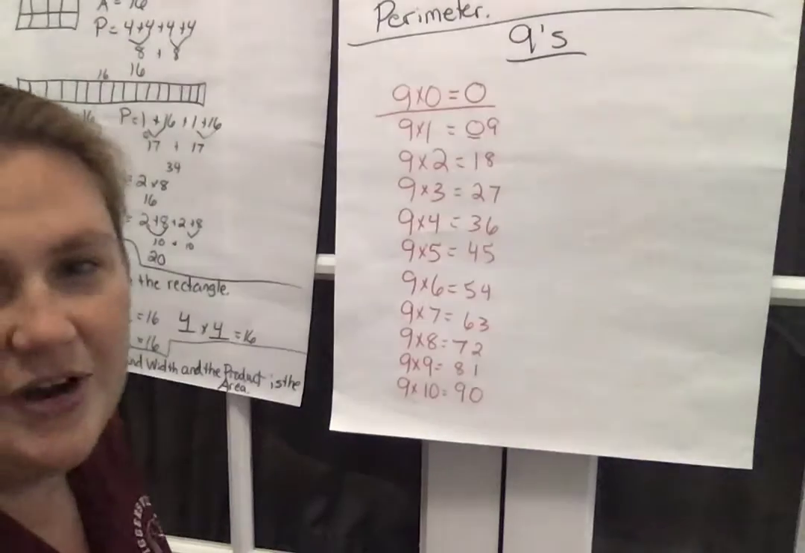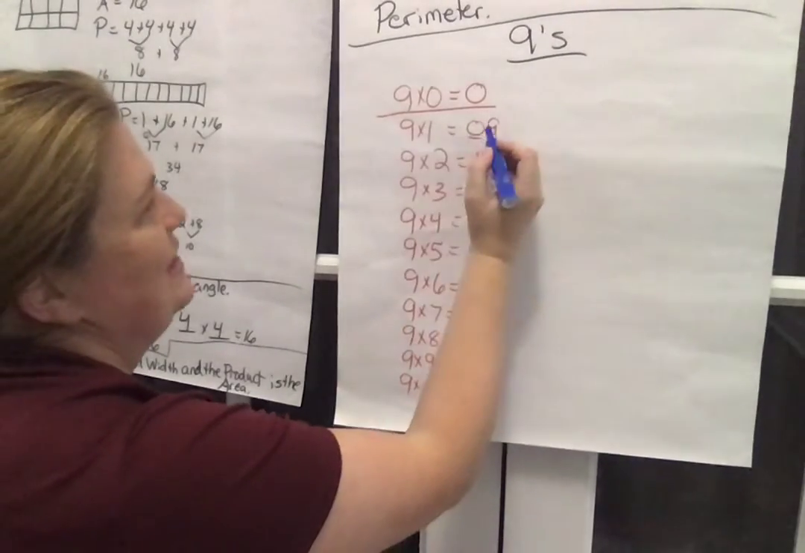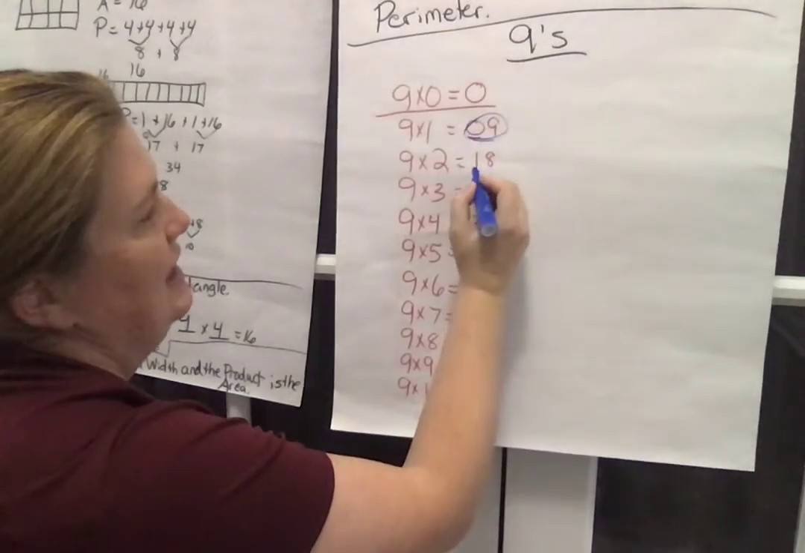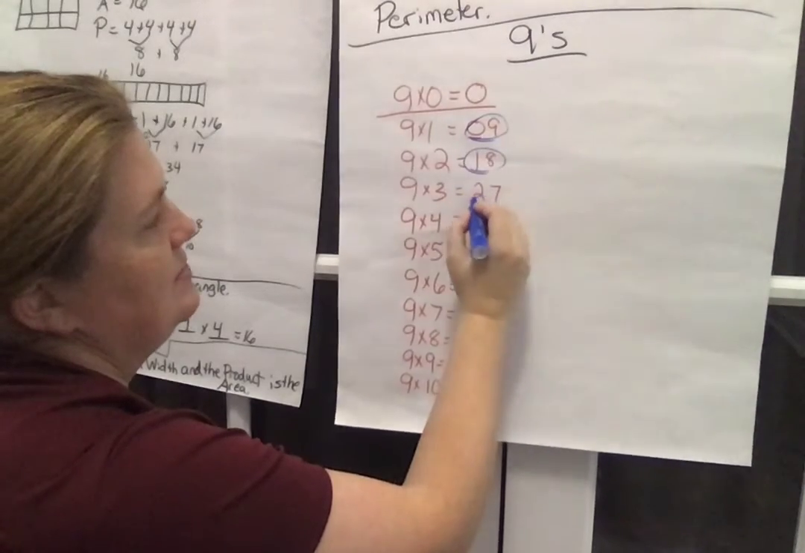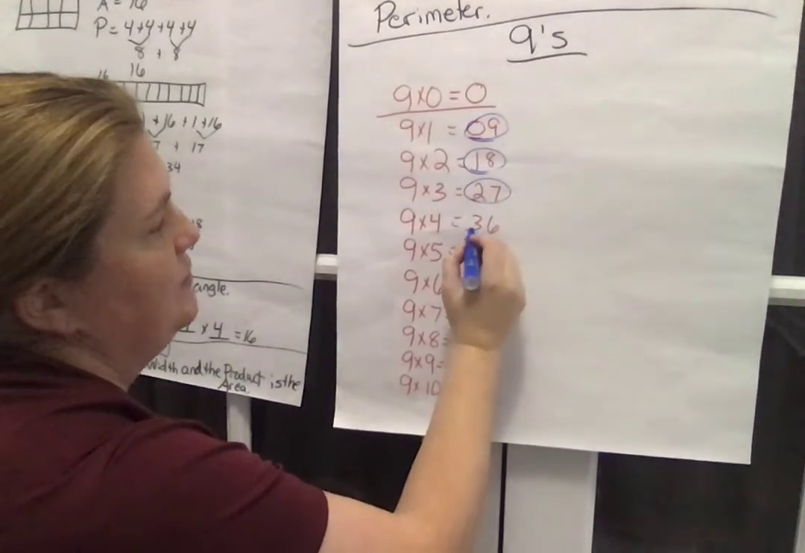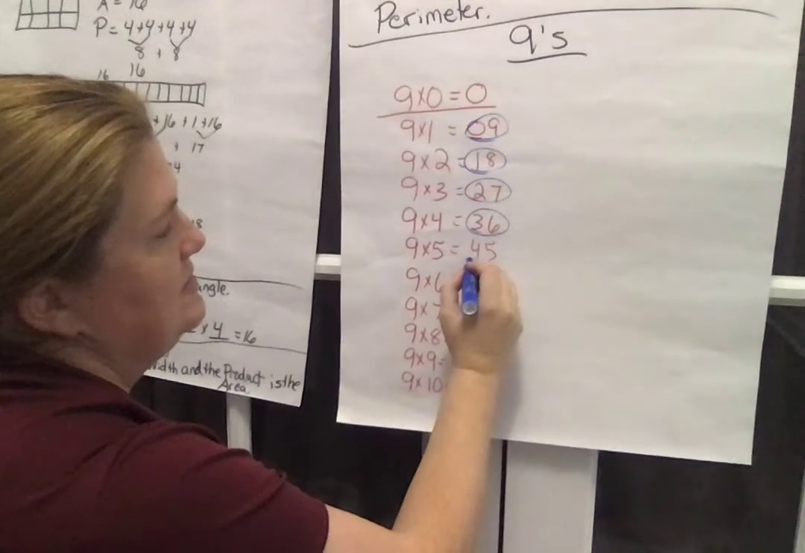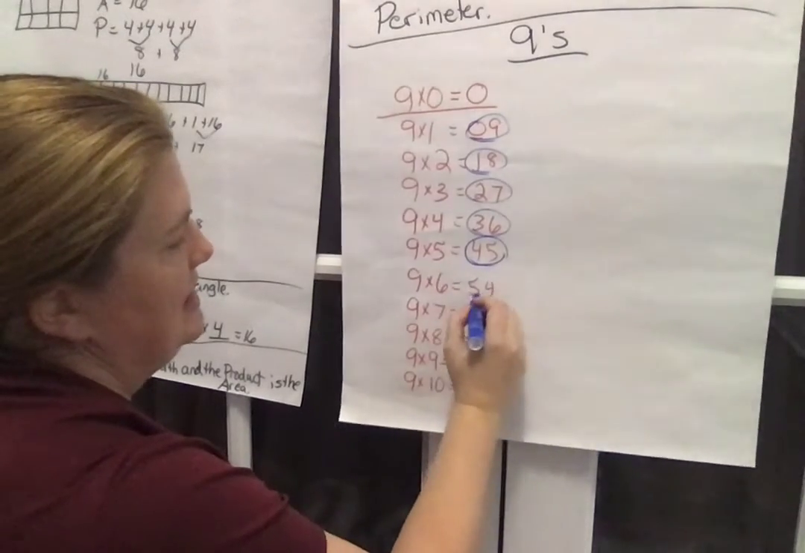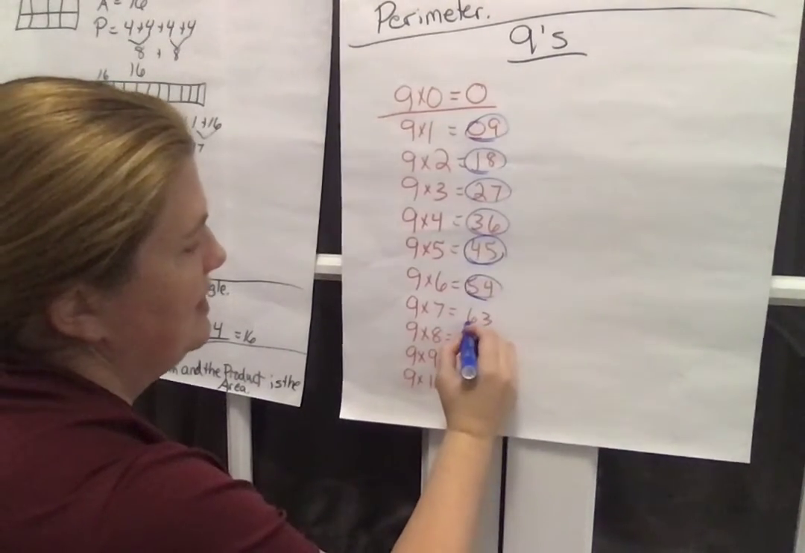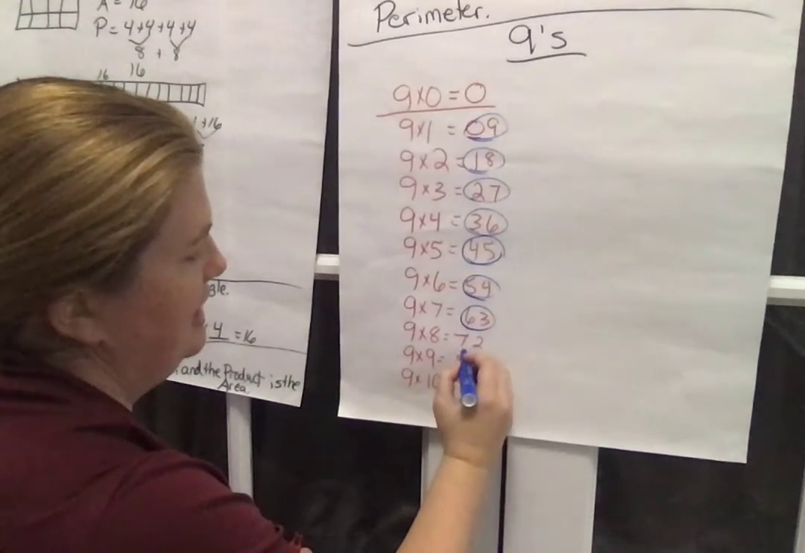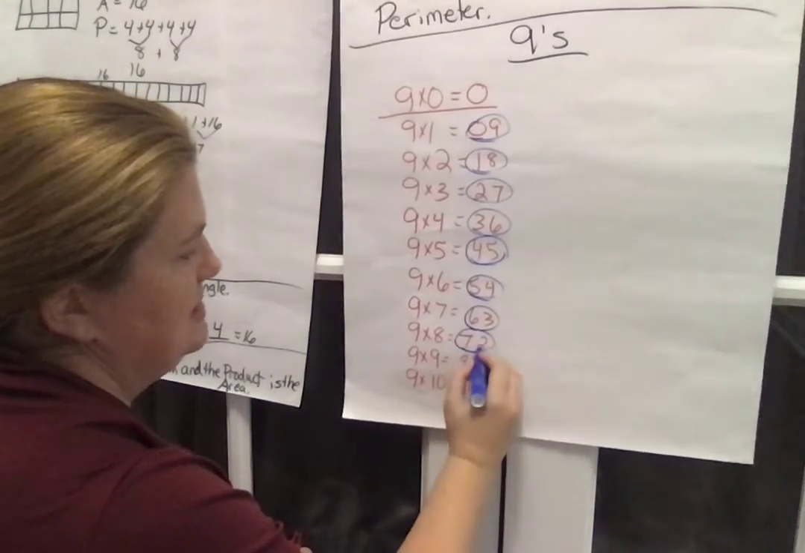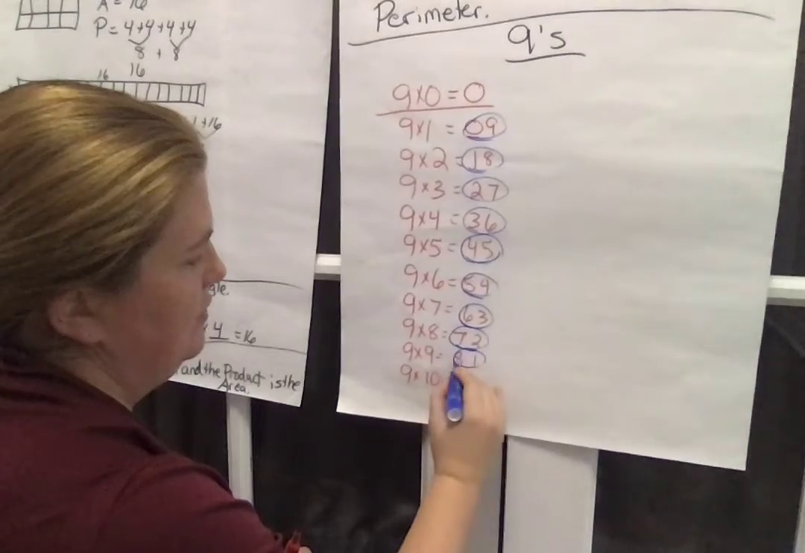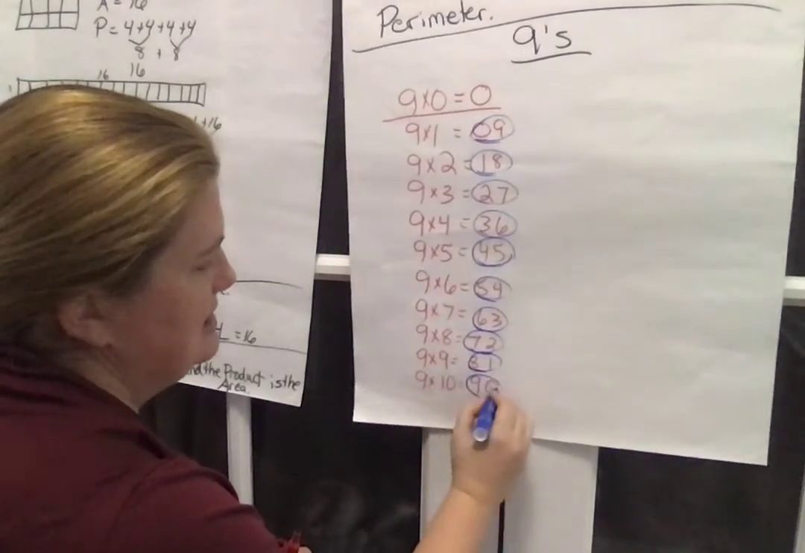Once you're finished counting, look what happens. We have all of our answers of our nines. 9 times 1 is 9. 9 times 2 is 18. 9 times 3 is 27. 9 times 4 is 36. 9 times 5 is 45. 9 times 6 is 54. 9 times 7 is 63. 9 times 8 is 72. 9 times 9 is 81. And 9 times 10 is 90.